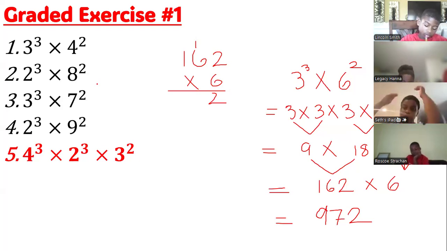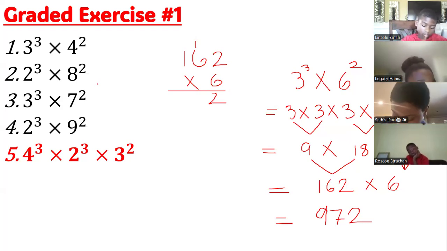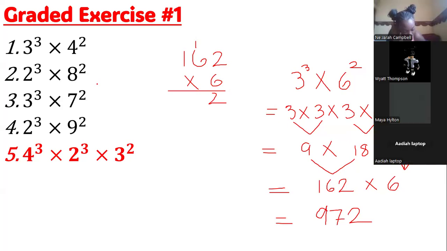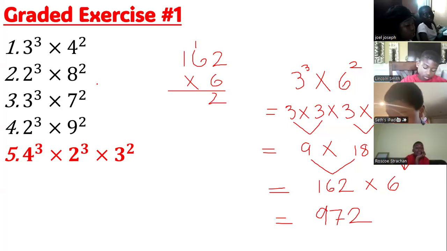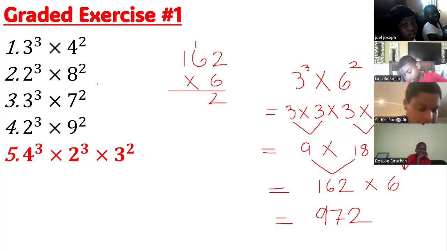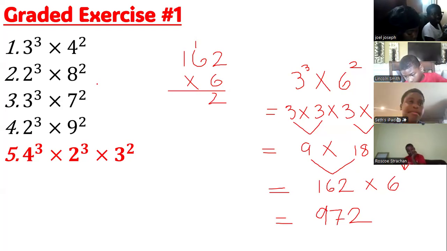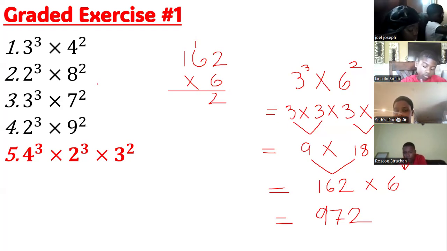Say it again. Going on to number 4. Good. Roscoe, what number are you on? I'm on number 2. Do you understand what you're doing?